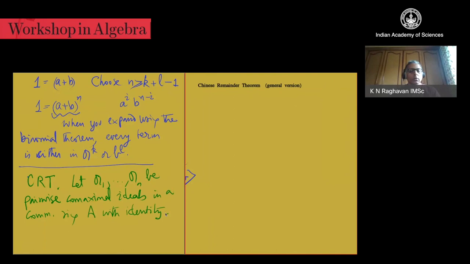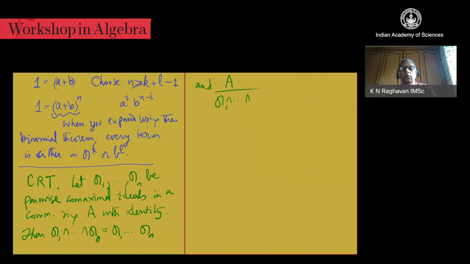Okay, then you have A1 intersect An is equal to A1 times An. And A mod A1, which is isomorphic to A mod A1 cross A mod A2 cross A mod An. This is as rings. So this is the statement of the Chinese remainder theorem. Okay. Now, the way we will apply it is the following.